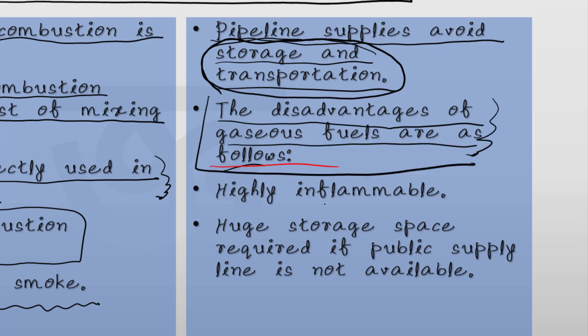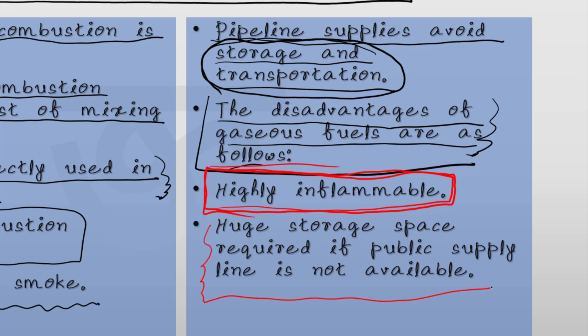What are the disadvantages? Highly inflammable. It is a very good fuel, but it is highly inflammable and it can cause many hazards and losses if it catches fire because of any accident or so. Huge storage space is required if a public supply line is not available.